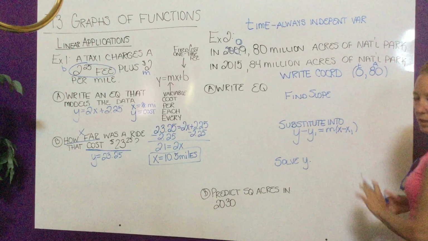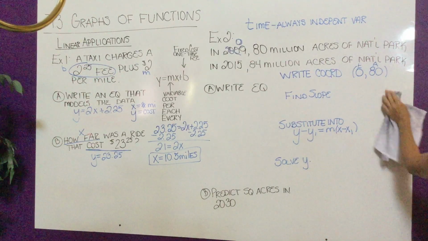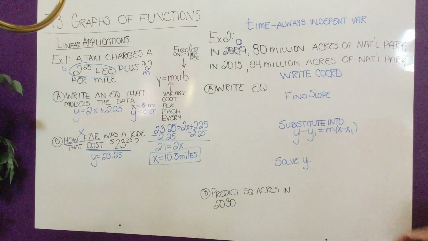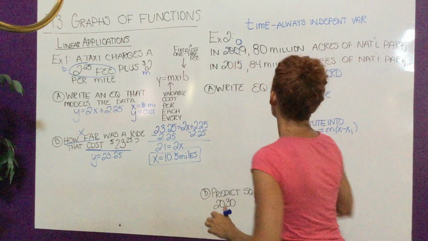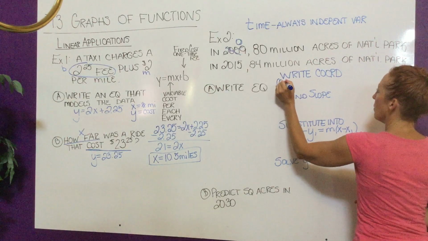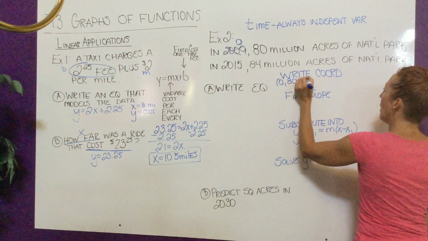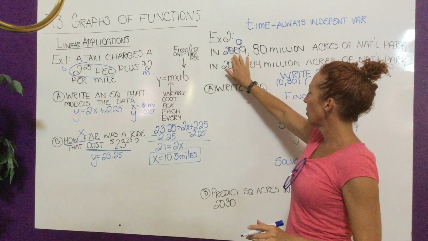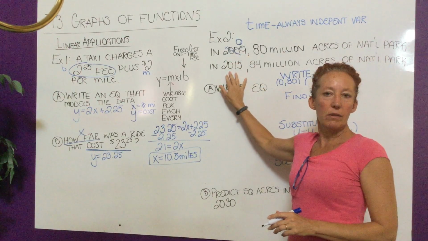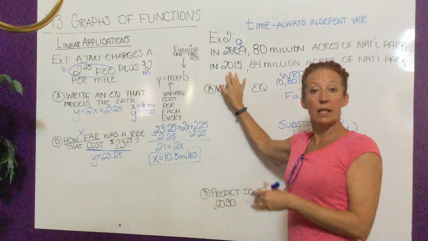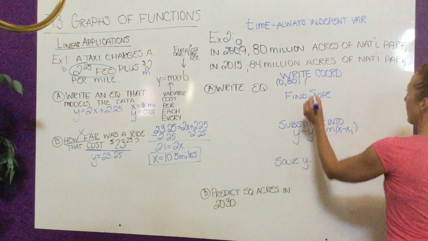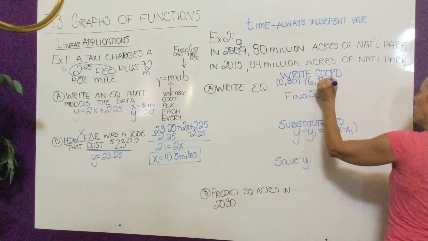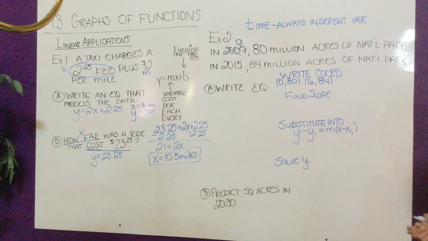And our second coordinate, we need to adjust how many years have passed since 2009. So I'll write this again, 0, 80. And we need to adjust how many years have passed between 2009 and 2015. And so 6 years have gone by. So my second coordinate is going to be 6 years later. I am up to 84 million acres.